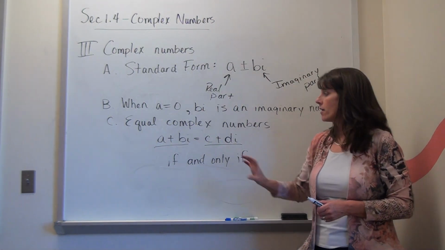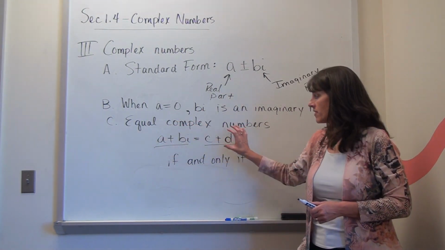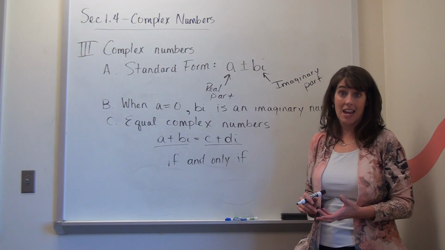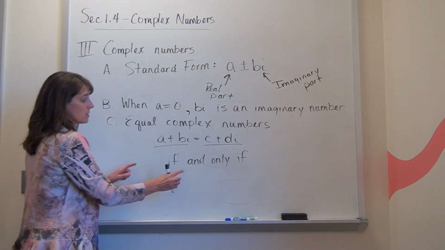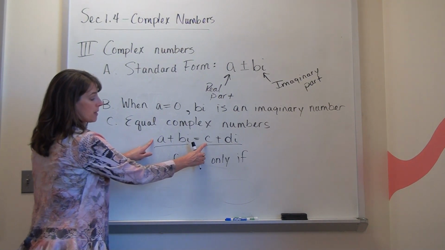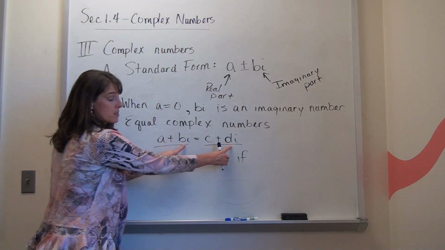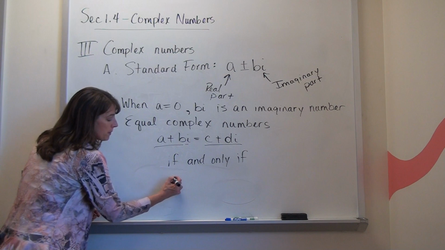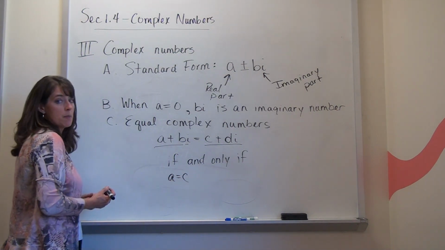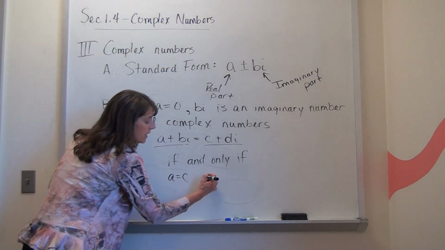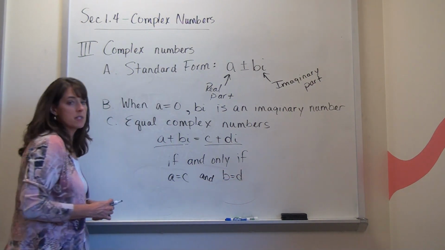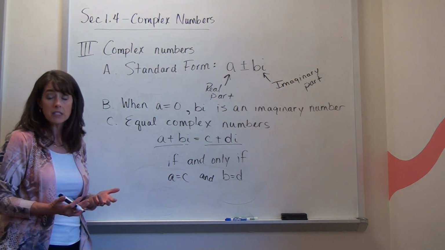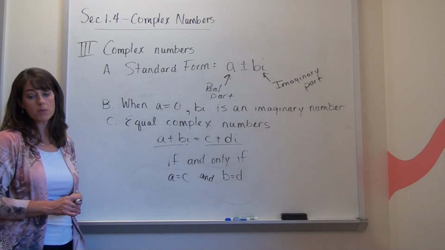What would it take for this complex number and this complex number to be the same? Well, I think everybody understands that it would take for these two parts to be the same and these two parts to be the same. So they're going to be equal complex numbers if the real parts are the same, A and C are equal, and the imaginary parts are the same, and the B and the D are equal. If you've got that, then clearly you would have equal complex numbers.